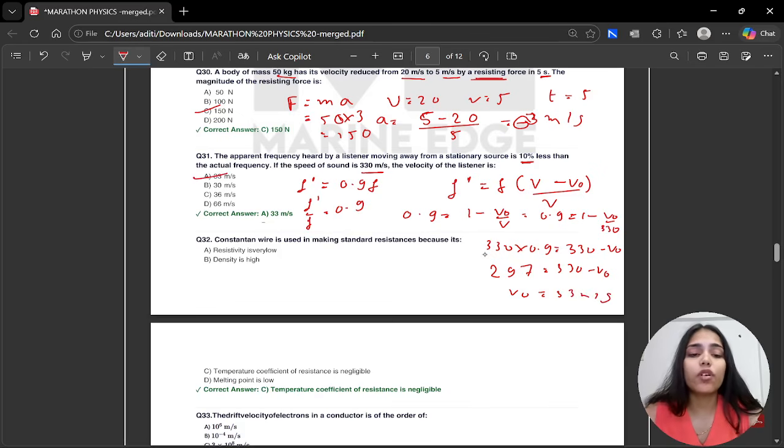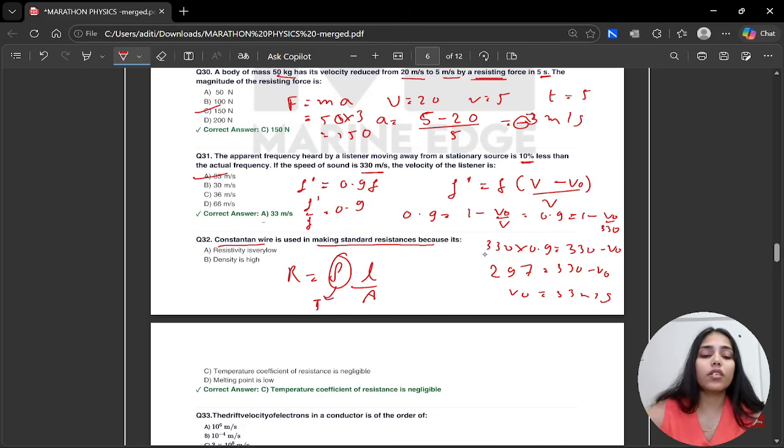Now, moving forward, a constantan wire is used in making a standard resistance because, see, resistance is mostly dependent upon the only non-moving factor of a resistance, which is the resistivity, that is rho L upon A. This is a constant for different types of elements, and the only thing that influences this resistance is your temperature. For a constantan wire, the temperature coefficient of resistance is negligible. So, it will not be affected by changing temperatures. That is why it is used to make standard resistance.